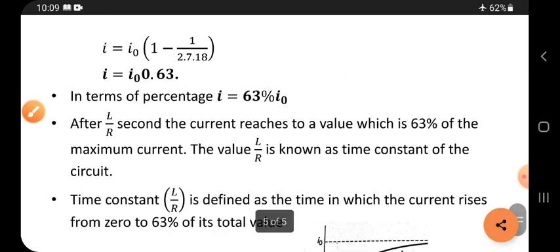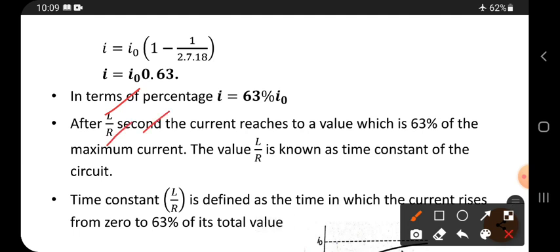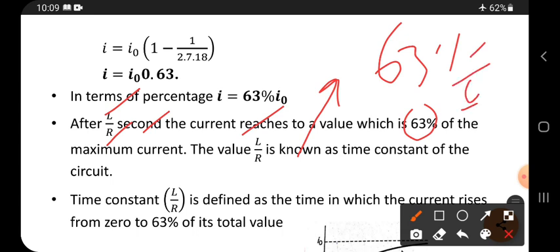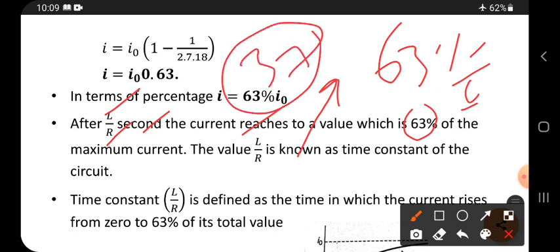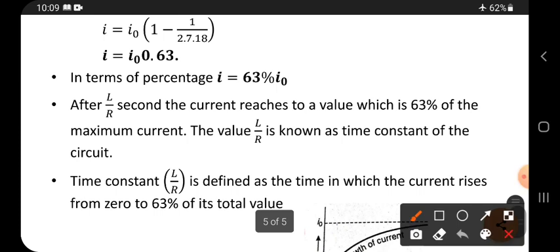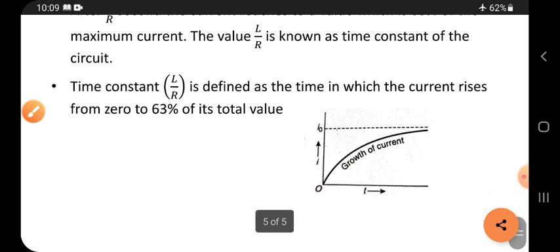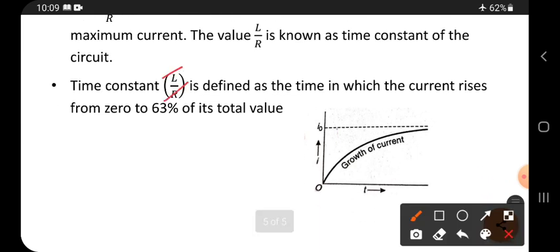So that means after L by R seconds the current reaches a value which is 63 percent only. That means the current can grow up to 63 percent only out of the total current. So what about the remaining current? The remaining 37 percent has yet to increase. Okay, the value L by R is called the time constant of the circuit. The time constant L by R is defined as the time in which the current rises from 0 to 63 percent of its total value. That is called the time constant.